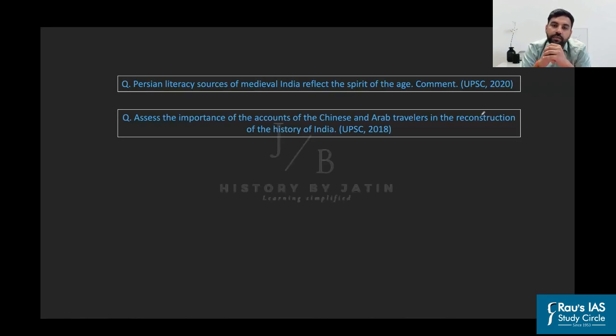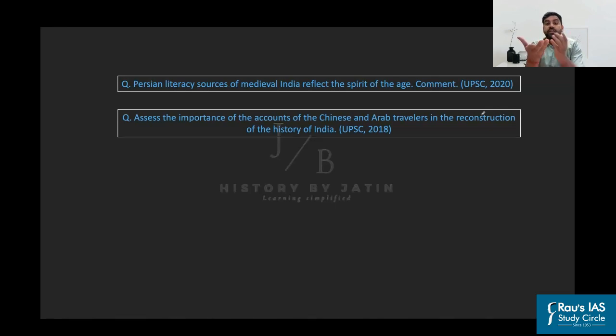Persian literary sources of medieval India reflect the spirit of the age. Persian literature, sir. You will talk about Al-Baruni. Al-Baruni wrote a lot about India when he came with Muhammad Ghaznavi. He even criticized Ghaznavi, that Ghaznavi killed 50,000 people who were trying to protect the Somnath temple. He talked about Sanskrit literature. He translated Patanjali's Mahabhashya, the grammar of Sanskrit.